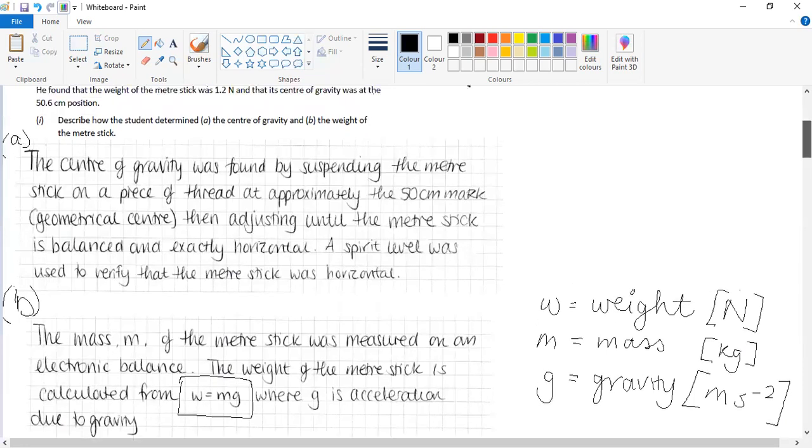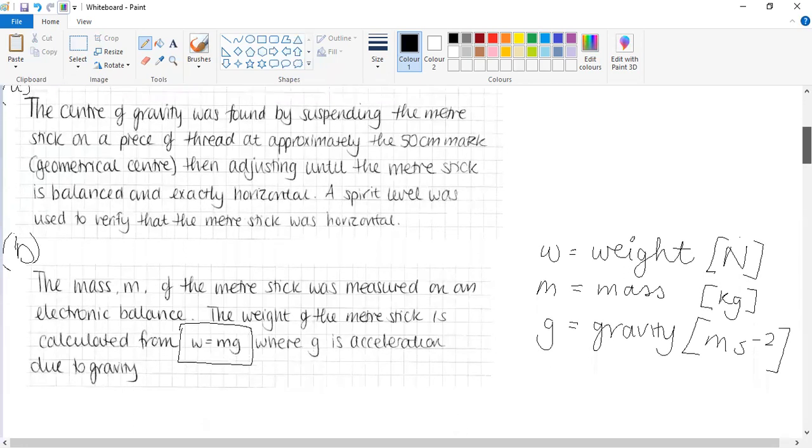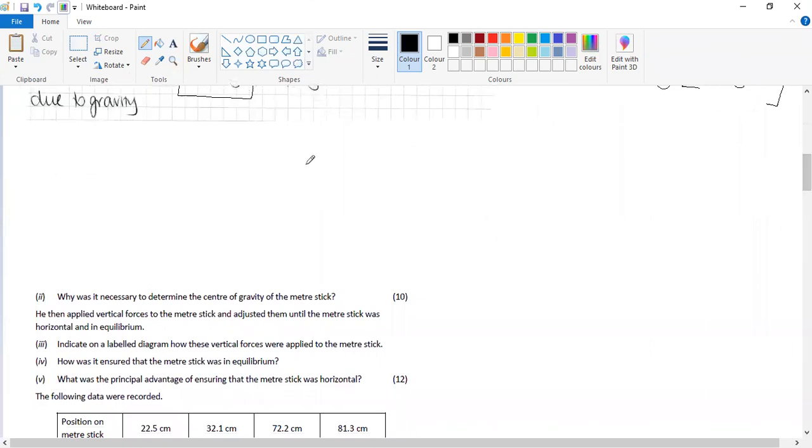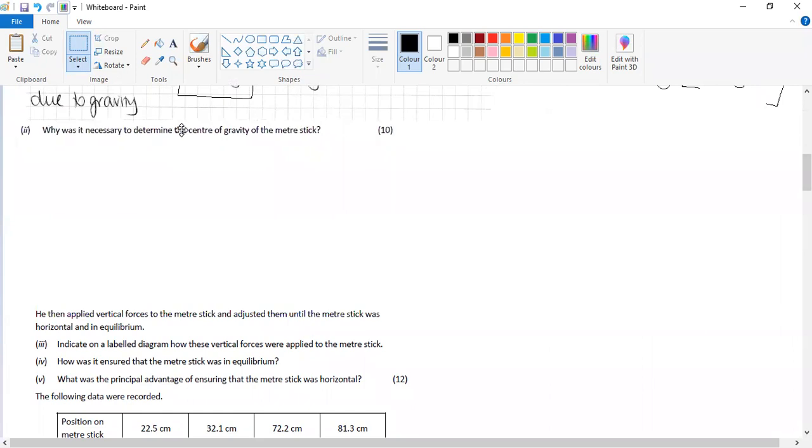So again, you might be finding this kind of slow going, or you might just be checking your answer and going, yes, I got it. So everyone's a bit different. Why was it necessary to determine the center of gravity of the meter stick? So remember I said that that's the one that might catch people out if you've not been thinking about why we are doing these things. So let's get into it, because we might all remember how we did these things, but why did we bother?